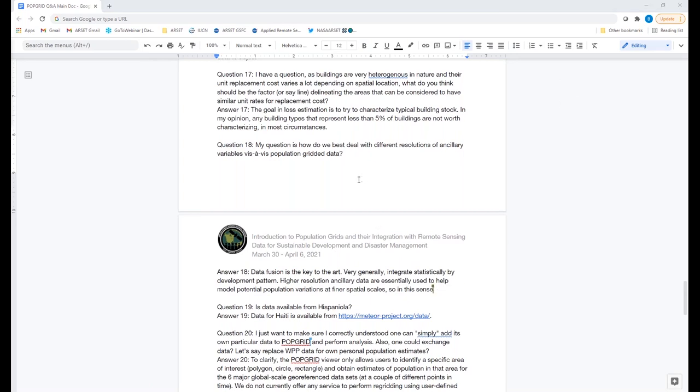Question 18, my question is, how do we deal best with different resolutions of ancillary variables vis-a-vis population gridded data?